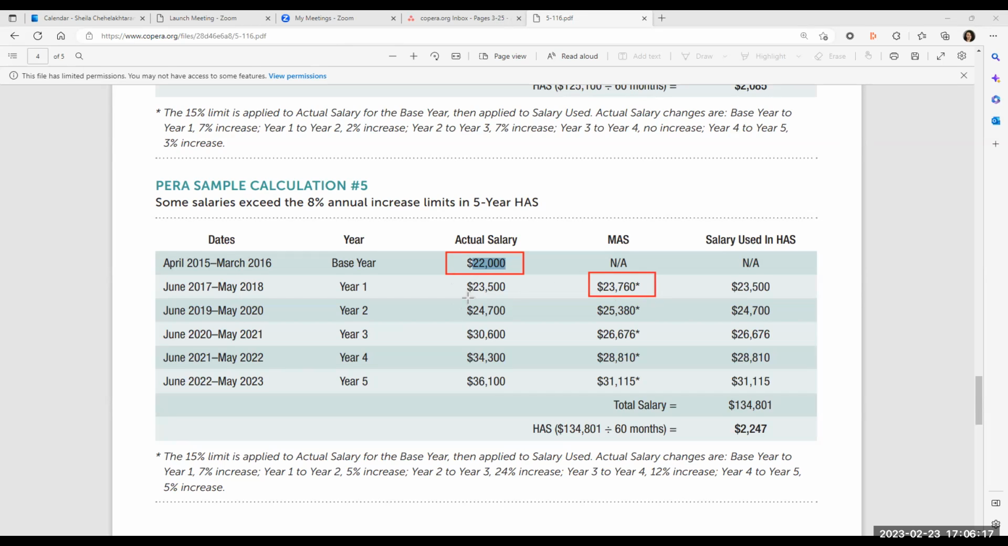Let's say that the year after, your limit jumps a little bit higher, okay? So the 8% annual salary increase, you can make $25,380. That would be the maximum. But as you can see, this person, their increase went up to 24,7, and we counted all of that. Okay, so these numbers over here are the maximum salary increases that you can count.